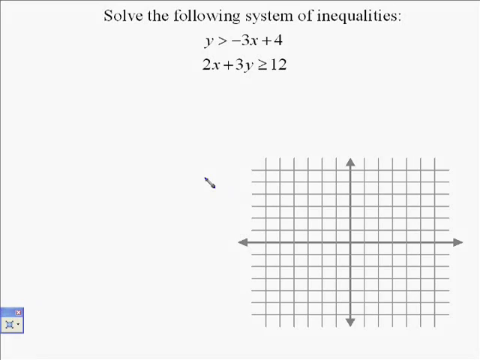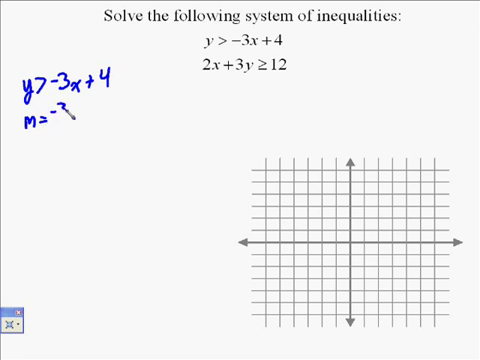The following problem is a system of linear inequalities. To solve this, we have to graph each linear inequality separately. To do this, you have to pick a method of graphing. There are three main methods: using the slope-intercept method, which I'm going to use in the first one, using the x and y intercepts, which we'll use on the second one, and then just making a table of values.